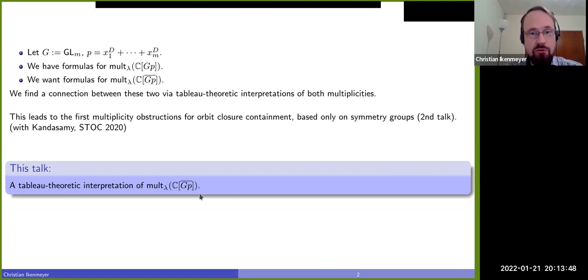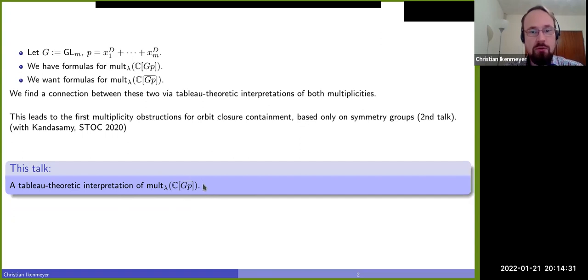In this talk, I want to give a tableau theoretic interpretation of this multiplicity. I want to introduce what these things are, how this is defined, and how you could go and compute it. At the end, you should be able to compute this multiplicity for whatever parameters you want. You can go and implement it and just compute it. Then in the second talk, we will be all set to understand the other multiplicity and the connection between the two that actually makes the whole thing work.